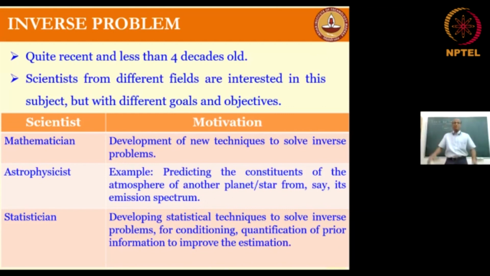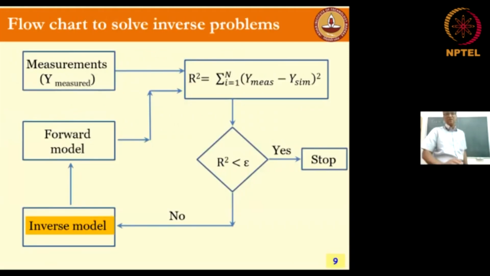For conditioning the posterior probability density function (PPDF), he wants to use a prior. What prior will you use, a loose prior or a tight prior, informative prior or non-informative prior? What happens if... Okay, quantification of prior information to improve the estimation.